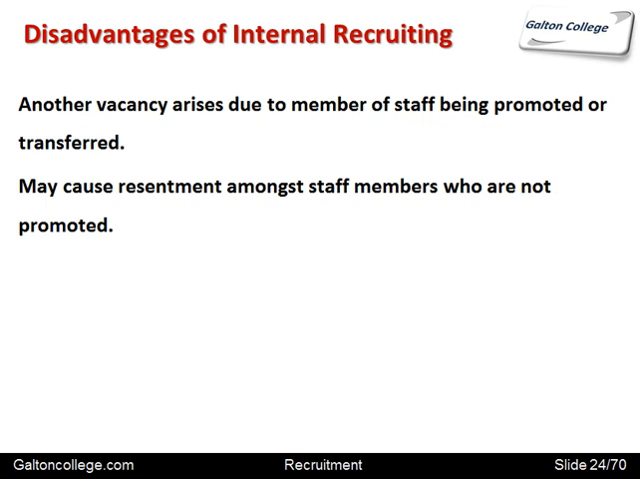It may have caused some resentment among staff who were not promoted. When a promotion comes up within the organisation, perhaps many members of staff will want it. It's more salary, it's better working conditions, there are more perks associated with the position perhaps. So many members of staff may want that, but only one will get it, and therefore the others will be disappointed and they may resent this. They may feel it's very unfair.